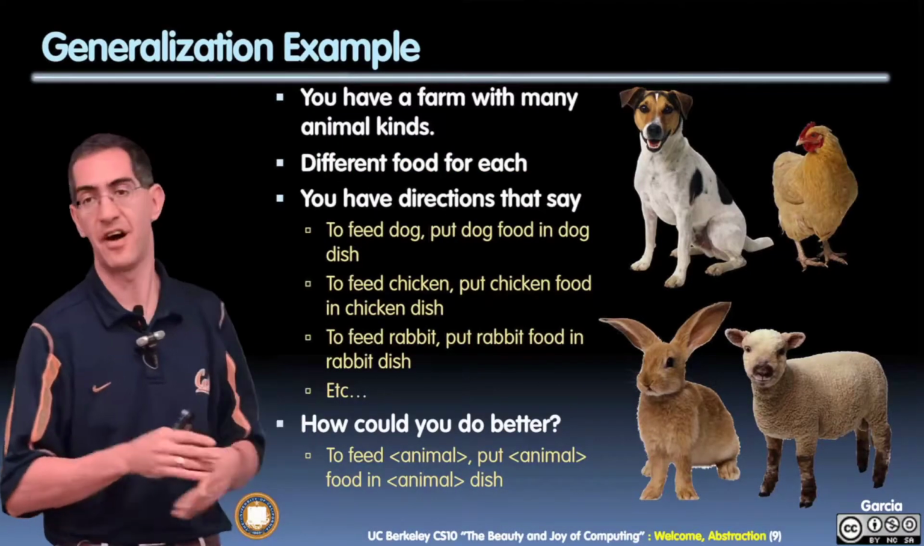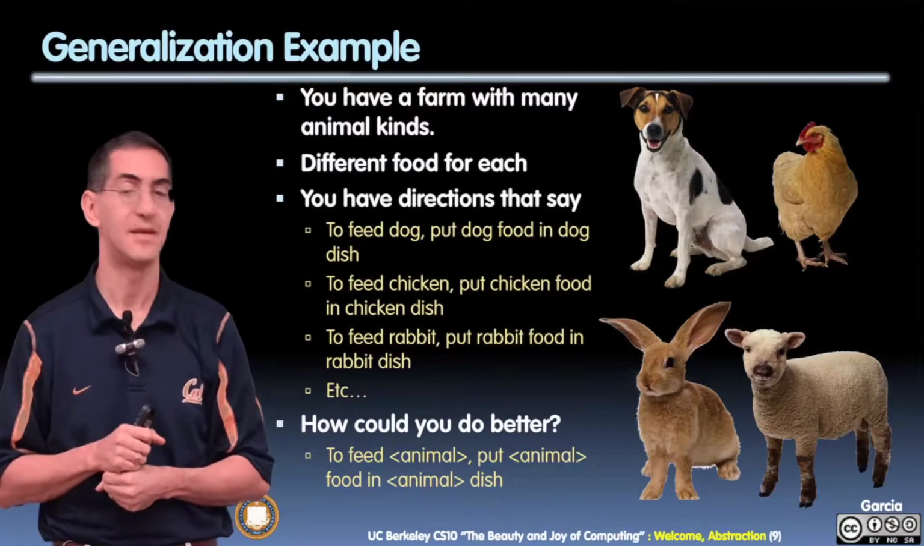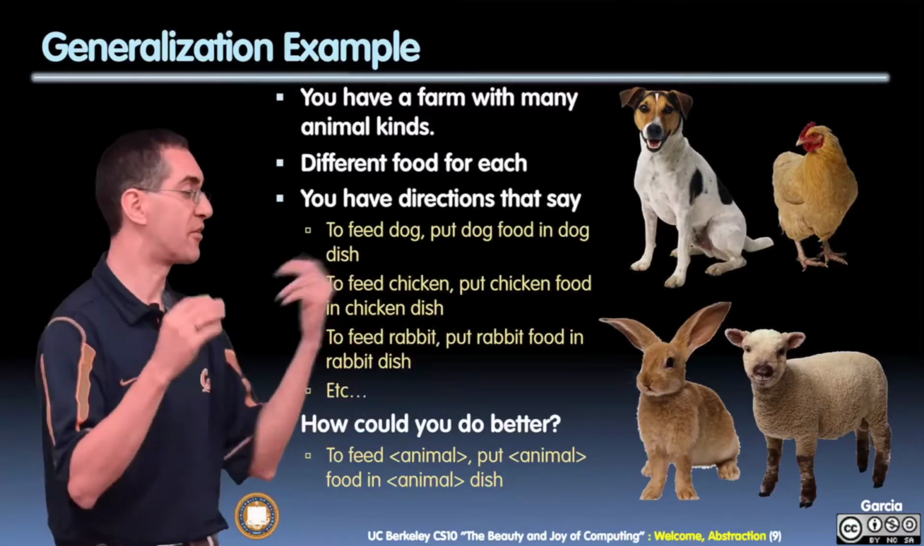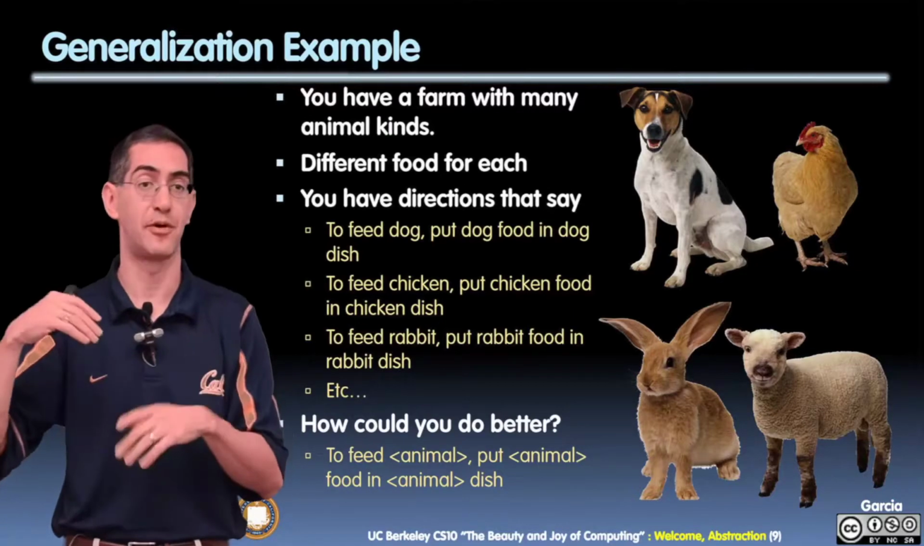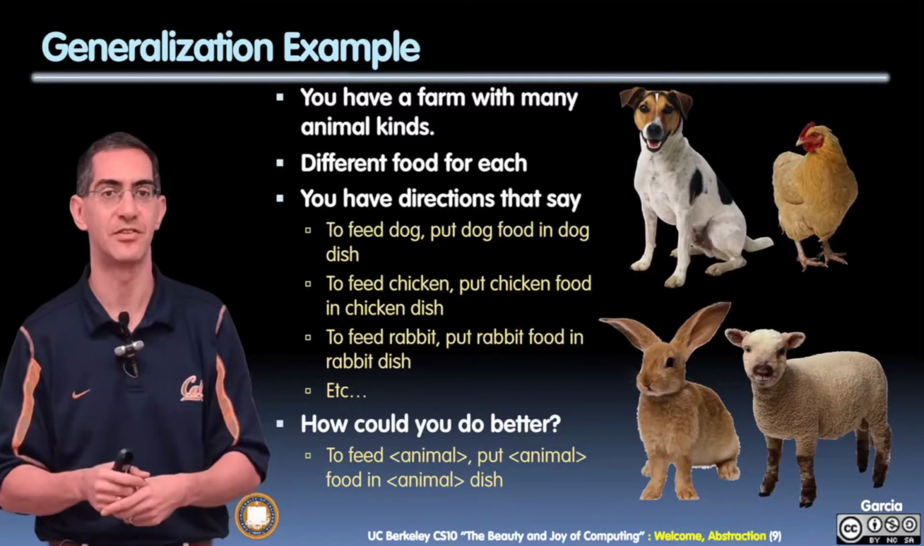In generalization, here's a model where you have a farm. I love this example. You have a farm and many different kinds of food, and you're going to leave your farm, and you have to give directions to the person who's going to be taking over as you're on vacation of how to feed these animals. And so you write a note.